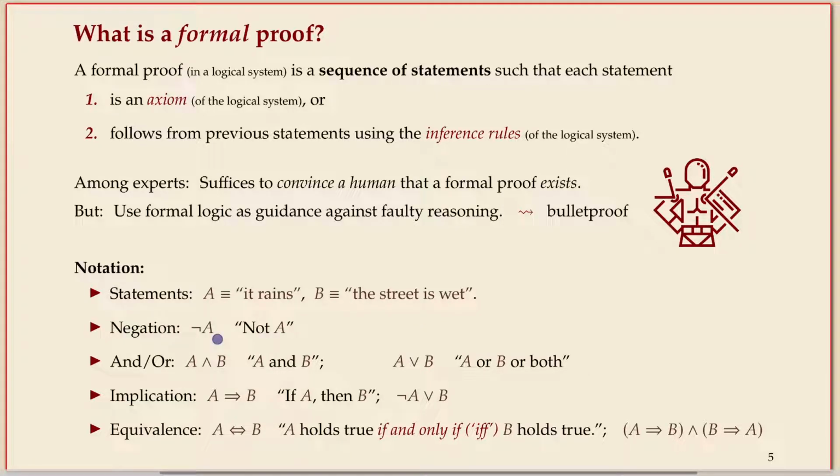If we have a statement, we can negate it. Then instead of the statement, we have not the statement. So not A is "not it rains." We usually say "it doesn't rain," logically the same thing. We can put and or or between two statements. A and B: it rains and the street is wet. Both have to be true for the whole thing to be true. And or means either of them can be true. It's okay if they are both true. So this is not an exclusive or.